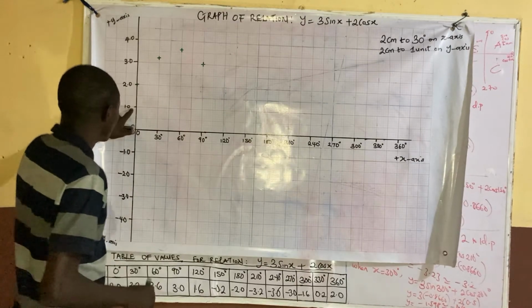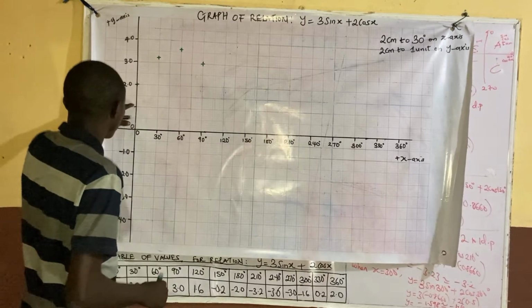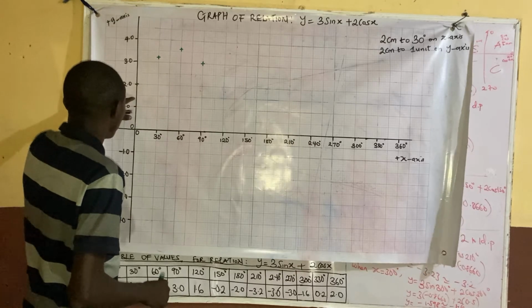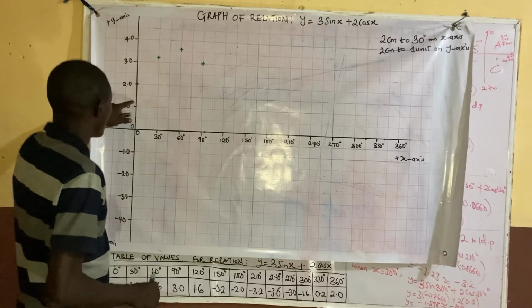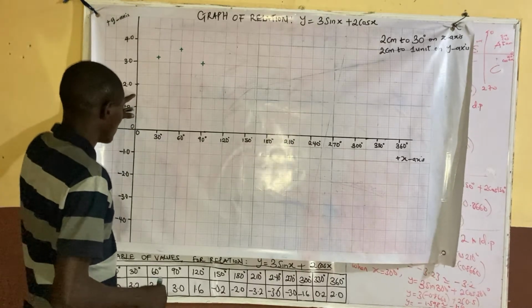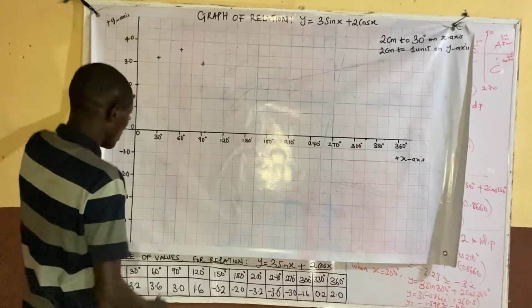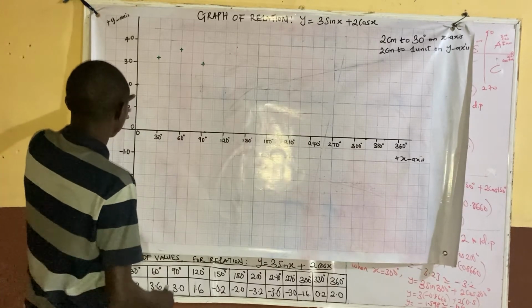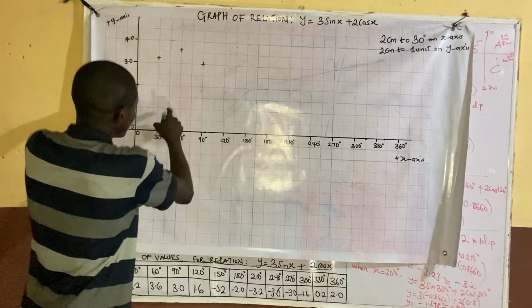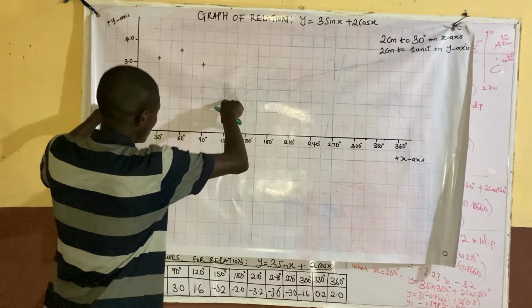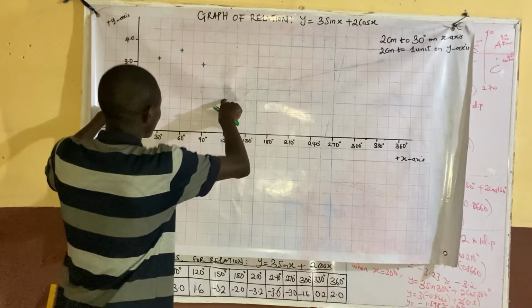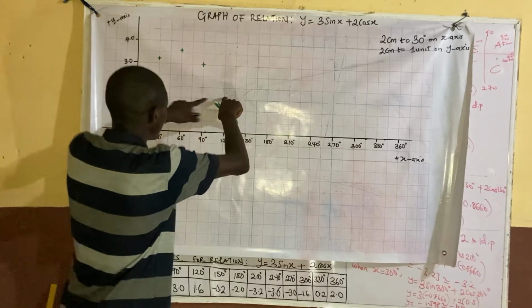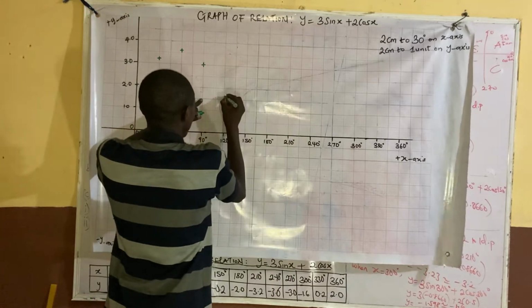Now 120 against 1.6. This is 1.1, 1.2, 1.3, 1.4, 1.5, against 1.6. So 1.6 against 120. So we have our point here.